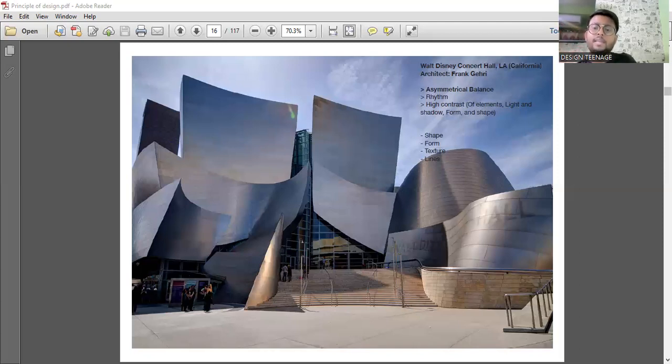The texture, what we mean by texture, we mean, for example, give me a minute. I am having a bottle over here, so let me give a good example with this.